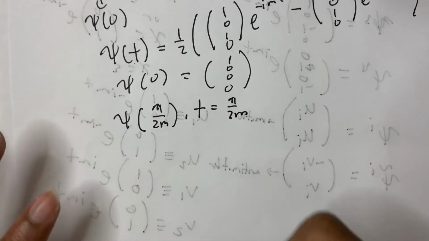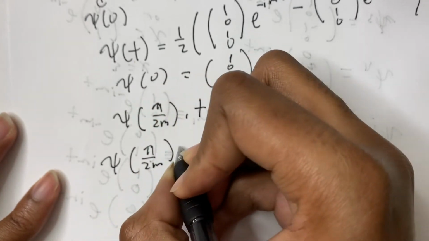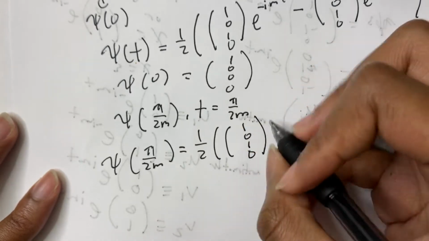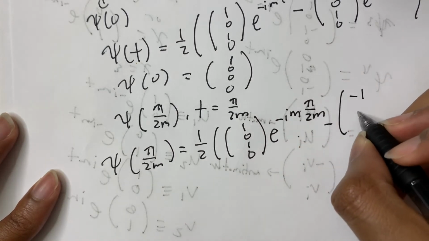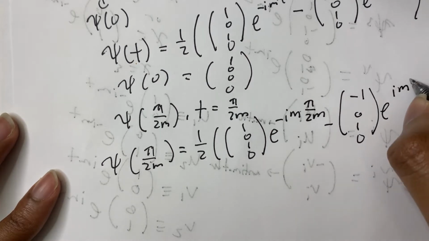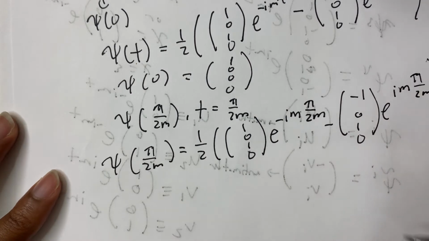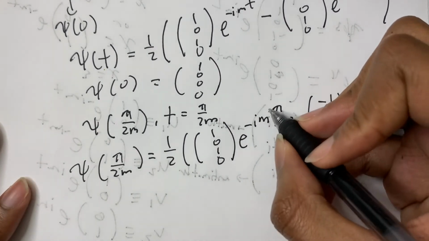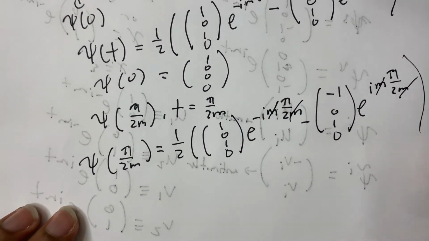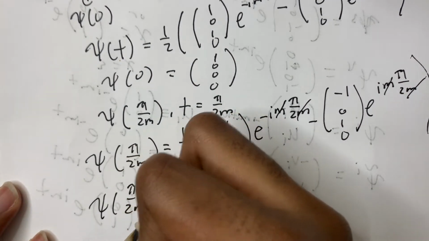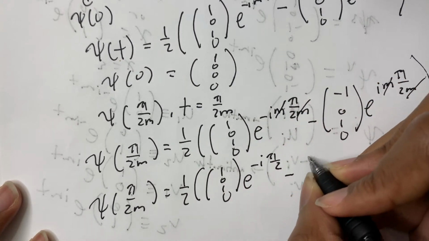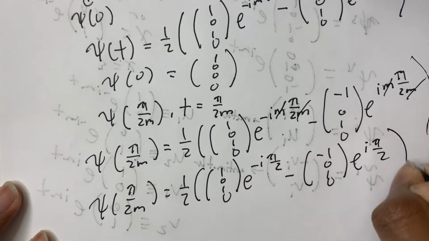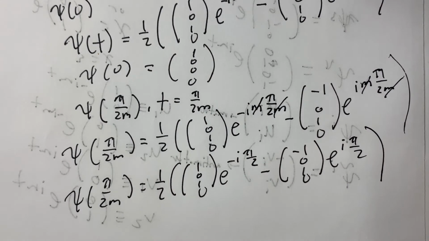Well, let's find out. So we'd have psi of pi over 2m equals 1/2 times (1, 0, 1, 0) e to the minus i m pi over 2m minus (1, 0, 1, 0) e to the i m times pi over 2m. You can probably see why I chose pi over 2m as the time, because conveniently these m's will cancel out. So psi of pi over 2m is going to be 1/2 times (1, 0, 1, 0) e to the minus i pi over 2 minus (1, 0, 1, 0) e to the i pi over 2. So our field is a linear combination of our matter spinor field and the antimatter spinor field part.